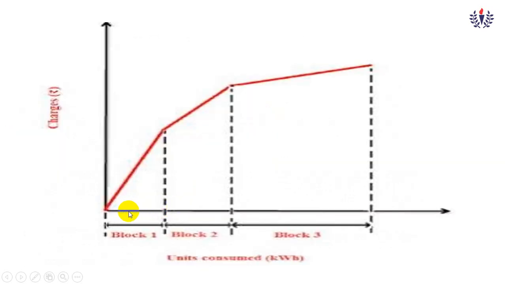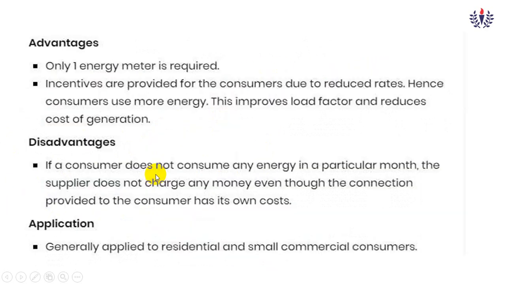So they are dividing. Here you can see, first block, second block, and third block. Based on this, the total energy consumption and the total charges will be derived. So what are all the advantages of this? Only one energy meter is required, that is fine. Incentives are provided for consumers due to the reduced rate when consumers use more energy.